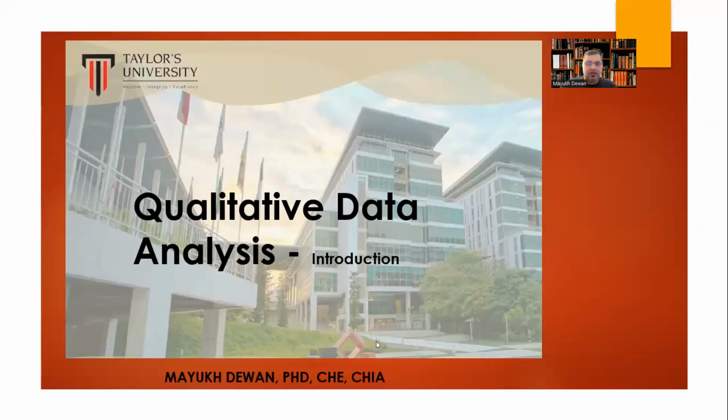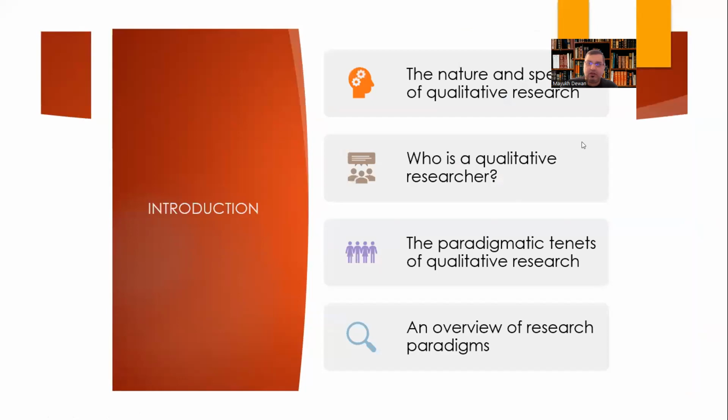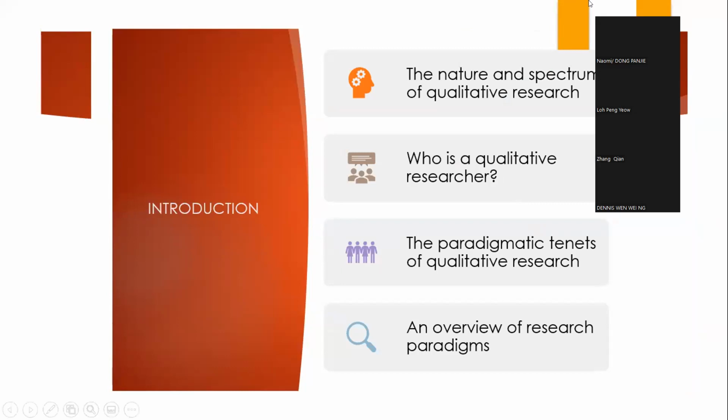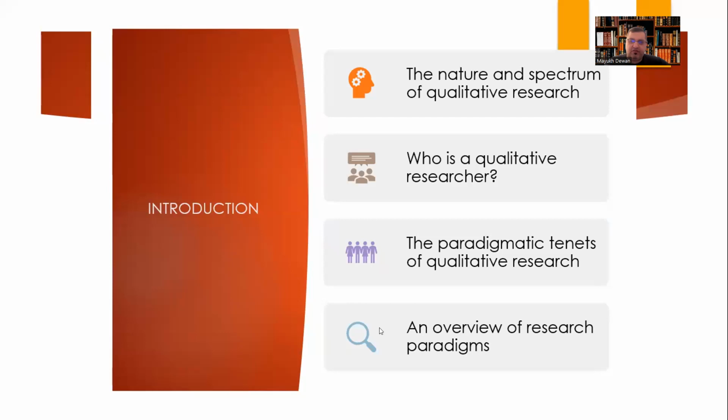All right, so let's start with the introduction with today's chapter, qualitative data analysis. So in today's topic, we will learn the nature and the spectrum of qualitative research. We will understand who is a qualitative researcher. We will understand the paradigmatic tenets of qualitative research. What are different paradigms? What do we believe in? What do we as qualitative researchers believe in? And we'll also have an overview of the different paradigms and the difference between qualitative paradigms and quantitative paradigms. What's the difference? What's the philosophy? What's the difference in way how we think compared to what quantitative lecturers think? So we will do that.